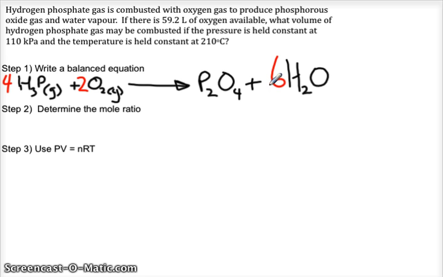Oops. Okay, so now I double them all up. Now I have 6 oxygen in the water, 8 oxygen in the phosphorus oxide, and so I need to balance the 8 oxygen in groups of 2 with the oxygen gas.